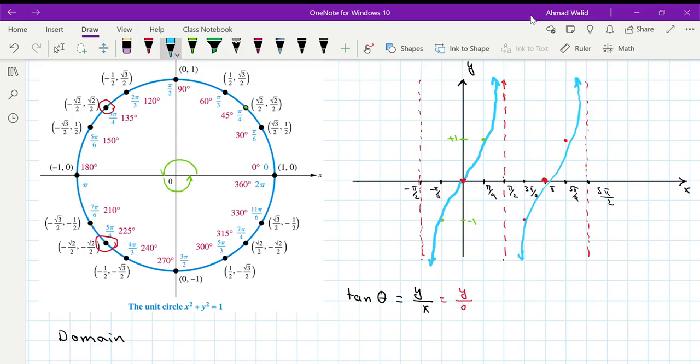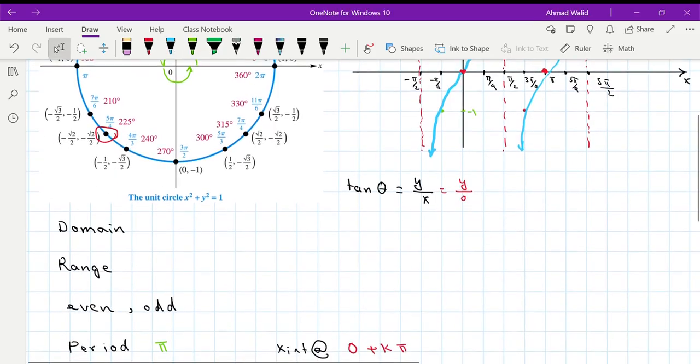This will be another graph of tangent, another period. Correct? Let's answer now these questions. Domain. The domain of your function is all real numbers, but you see, x cannot take where? Pi over 2, because at pi over 2 you have a vertical asymptote plus what? K pi. And every pi over 2 plus k pi, you have a vertical asymptote.